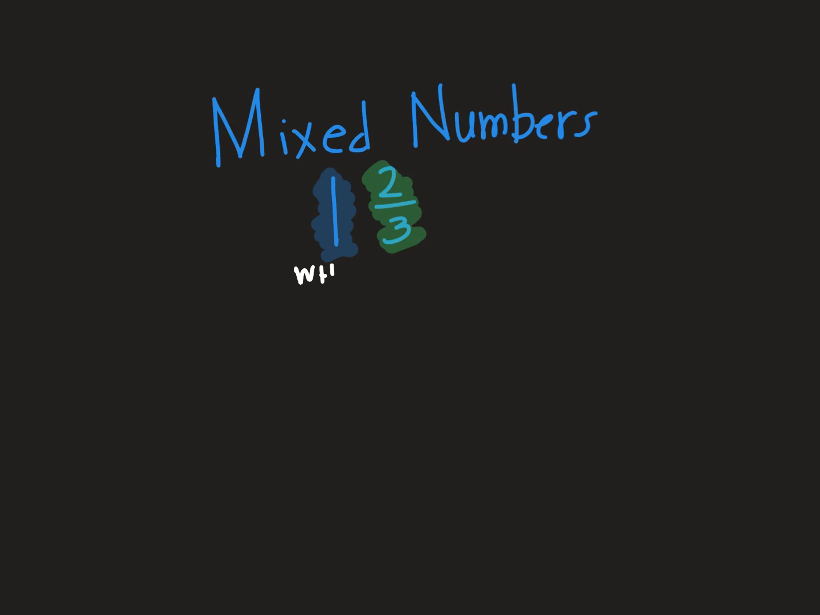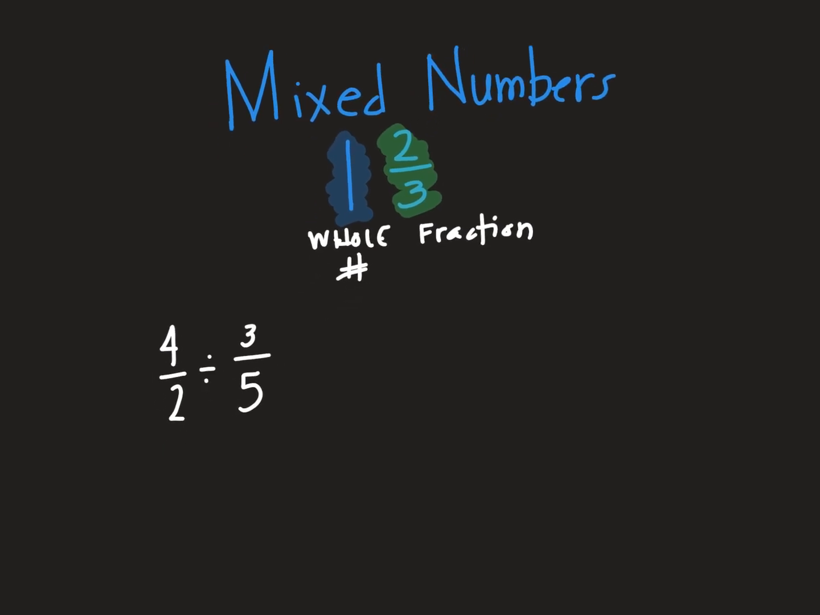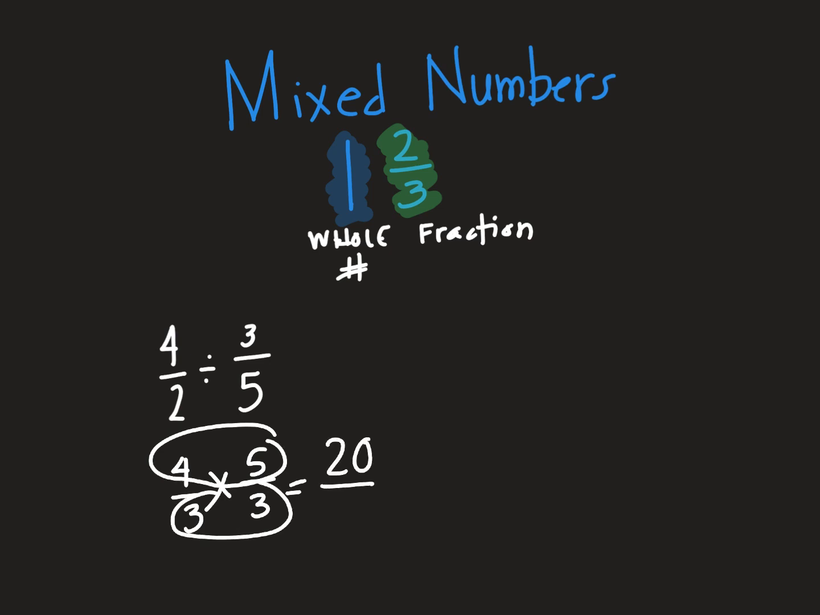So this is what you would call our whole number, right? And this is what you would call our fraction. So there's two different kinds of numbers, a whole number and a fraction together. Well, sometimes when you're dividing fractions, like say for instance, 4/2 divided by 3/5, something like that, okay? When you divide these fractions out, you end up with 4/2 times 5/3, which, when we multiply the numerator and the denominator, ends up giving you 20/9.